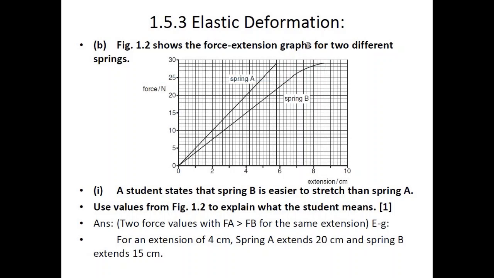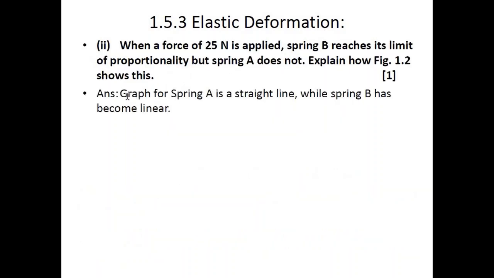That means spring B has reached its limit of proportionality. The graph for spring A is a straight line, while spring B has become non-linear. This would be non-linear. Sorry for the typing mistake. This would be non-linear, not linear.